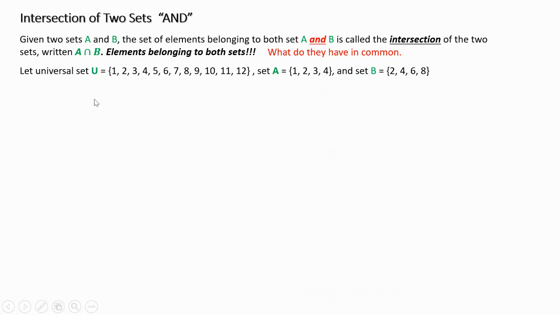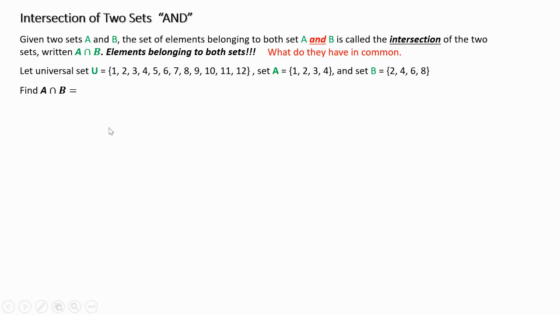Okay, now, example. Let universal set U equal the counting numbers from 1 through 12: 1, 2, 3, 4, 5, 6, 7, 8, 9, 10, 11, 12. And set A is a set containing elements 1, 2, 3, 4, and set B contains the elements 2, 4, 6, 8. So now let's answer the following questions. Find A and B, or A intersects B.